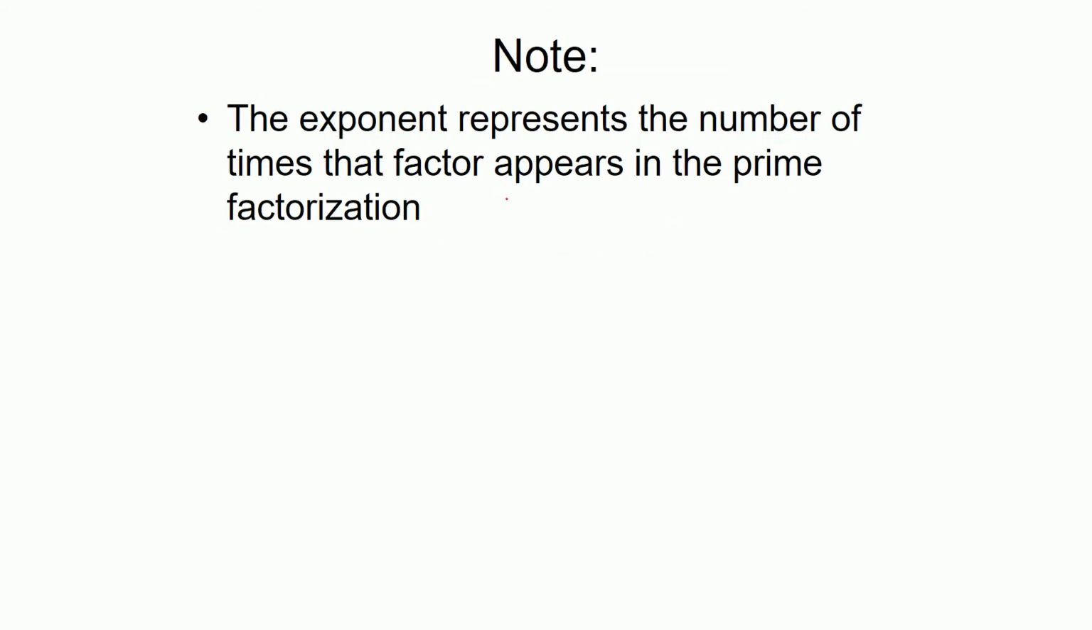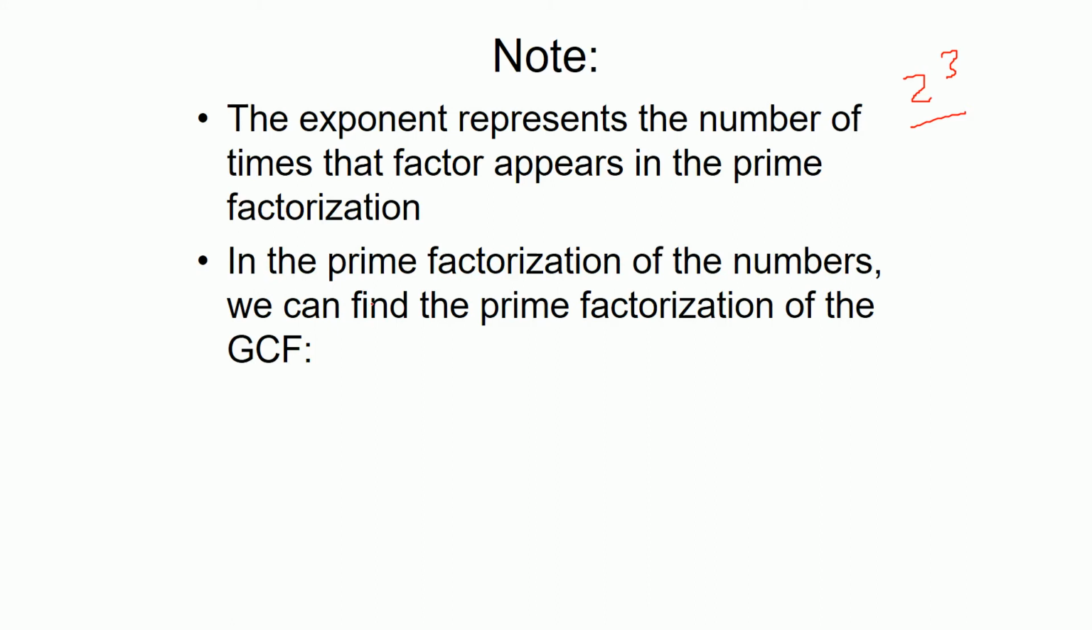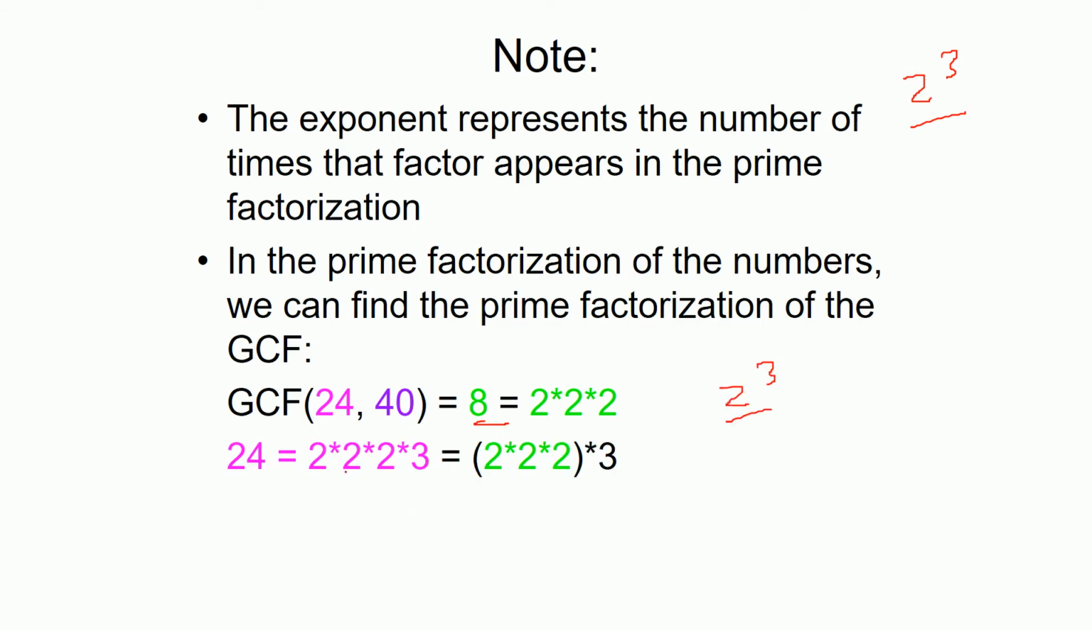The exponent, that is 2 to the power 3, represents the number of times that factor appears in the prime factorization. In the prime factorization of the numbers, we can find the prime factorization of the GCF. So for 24 and 40, the GCF is 8. This is nothing but 2 cube. So this 24 is nothing but 2 cube into 3.